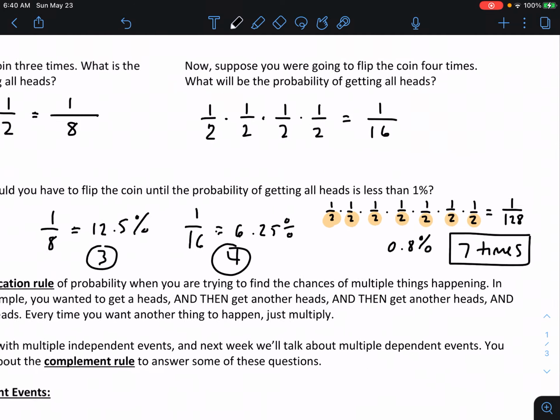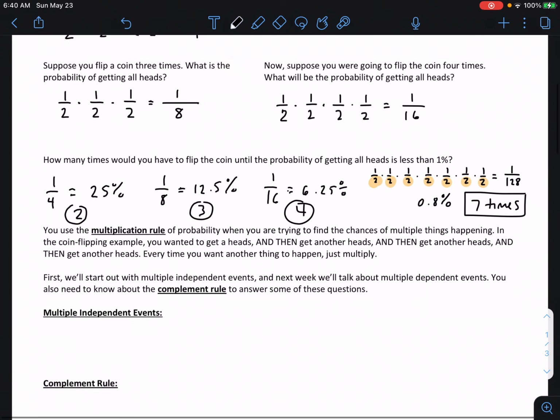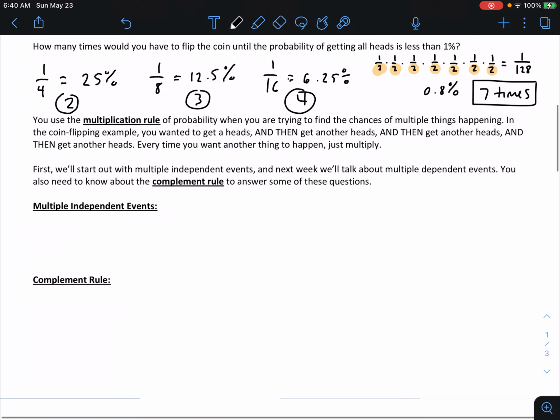All right, so that's a little bit tricky to think about, but it's something we should be able to do as we think about probability and independent events. It says here you use the multiplication rule of probability when you are trying to find the chances of multiple things happening. In the coin flipping example, you wanted heads and then another heads and then another heads and then another heads. And every time you want this thing to happen, you just multiply. Okay, so that's the multiplication rule.